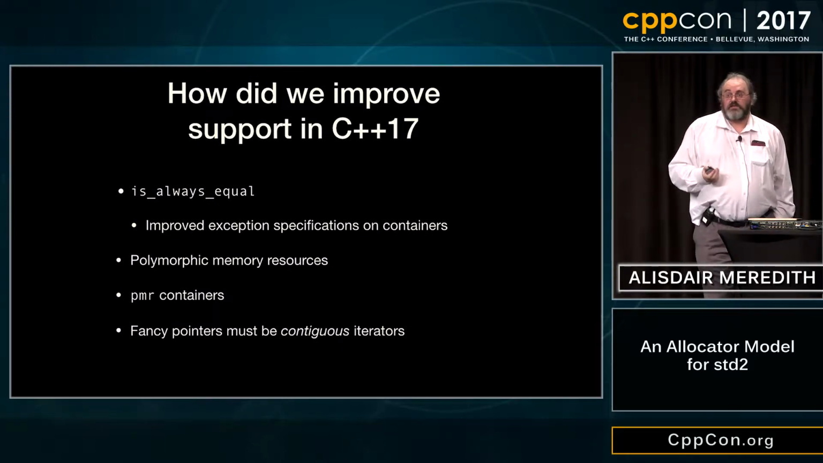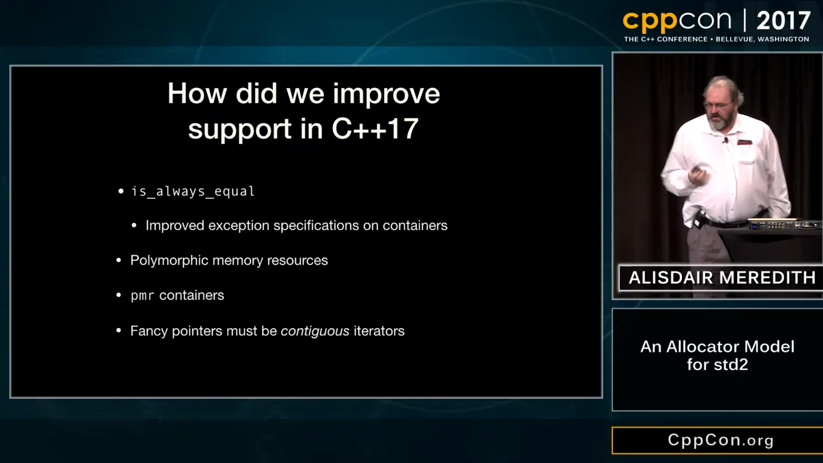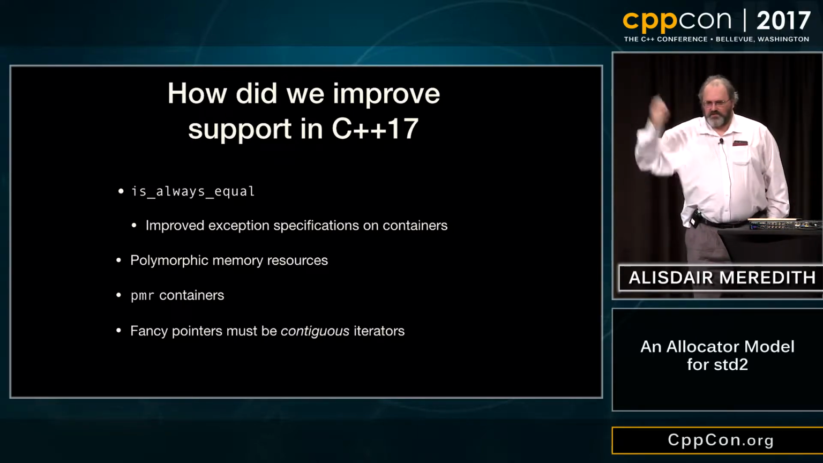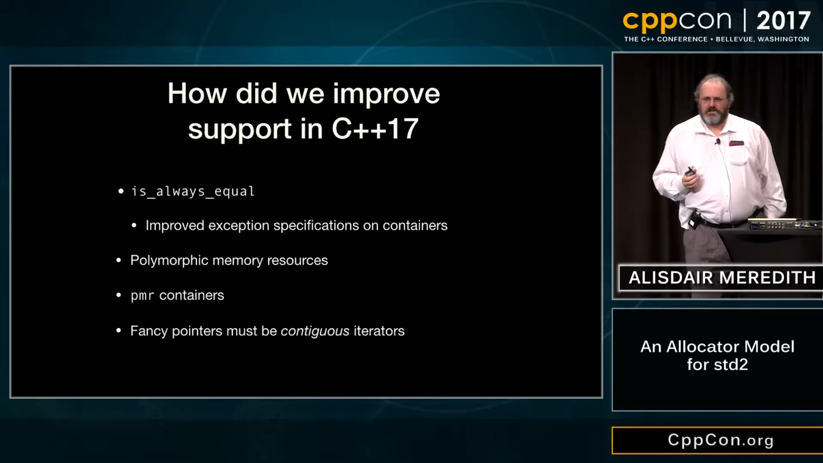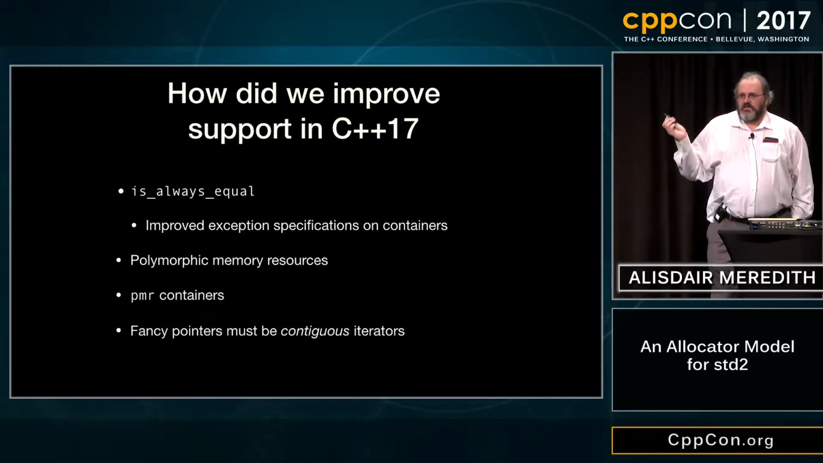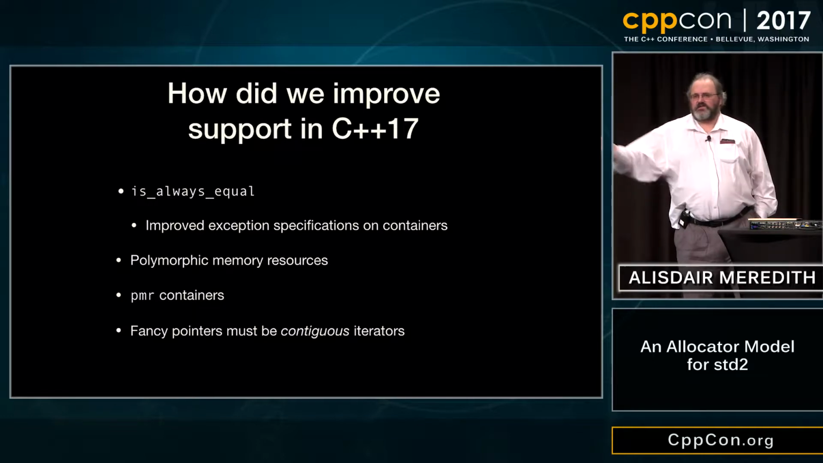And the final tweak we did for C++17, not that relevant for this talk, but I'm trying to be complete, is we now require that when you use those fancy pointers for special memory regions, the pointers they return have to be contiguous iterators.